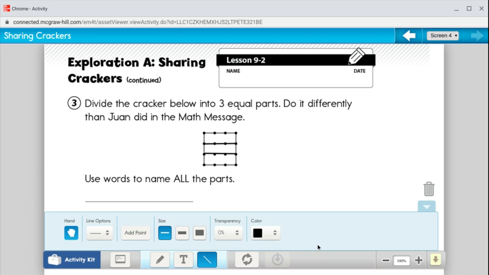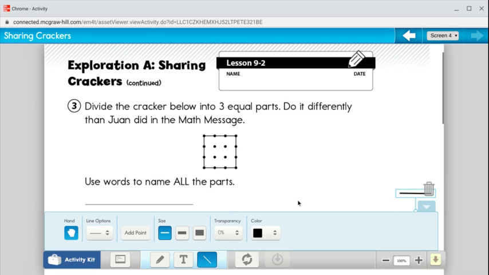Or, right, I can take those lines, get them out of there. And another way we could do it is we can go from top to bottom. 1, 2, 3. 1, 2, 3. Right? And we also again have 1, 2, 3 parts.